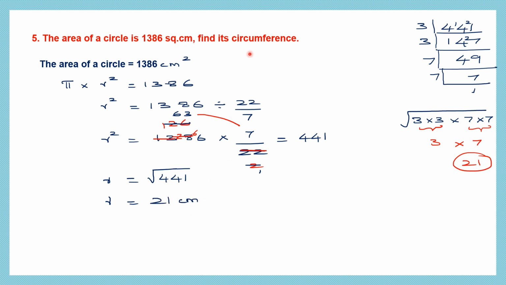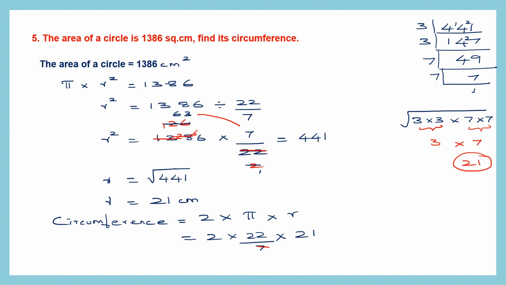Now we have found the radius, we can find the circumference. And the circumference, the formula is 2 pi r, or 2 into pi into r. So that is 2 into 22 by 7 into r, which is 21. Now we can cancel 7. 3 sevens are 21. Let's multiply 2 into 22 is 44. 44 into 3, 132. So we have found the circumference, and that is 132 centimeters. So this is our answer. The circumference is 132 centimeters.